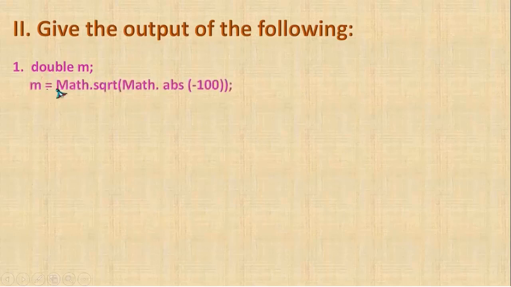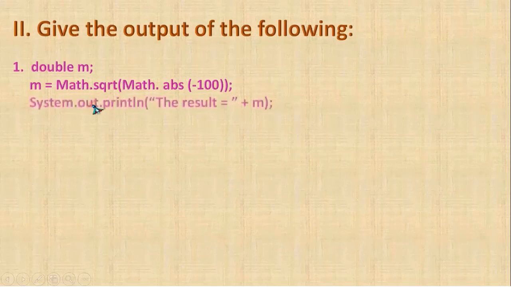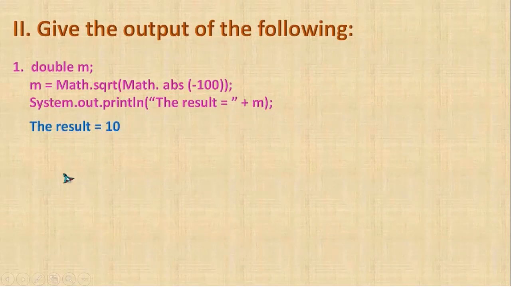Double m is equal to Math.sqrt of Math.abs of minus 100. So the absolute value of minus 100 is 100, then we take the square root, that is 10. Here it is given System.out.println of "The result is equal to" plus m. So we have to print it. This will be printed, we should not forget about that. The result is equal to m is 10.